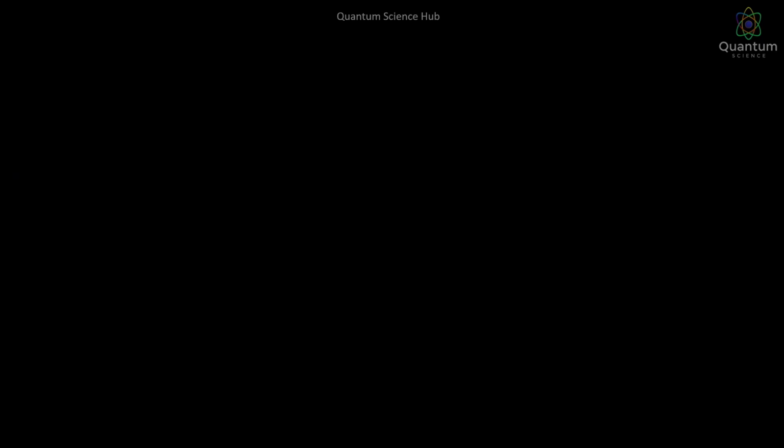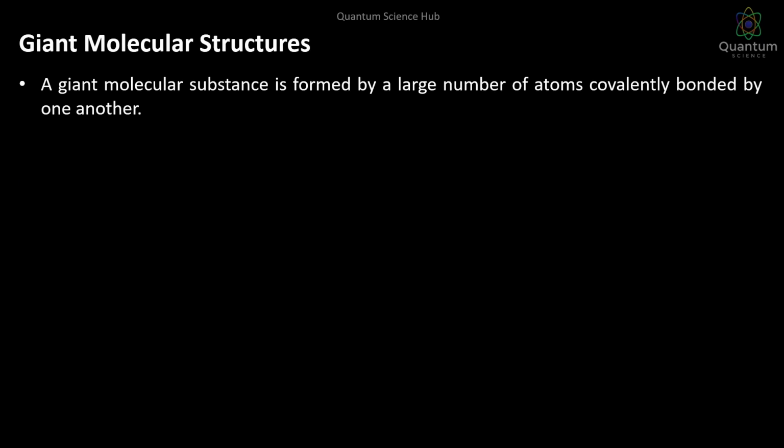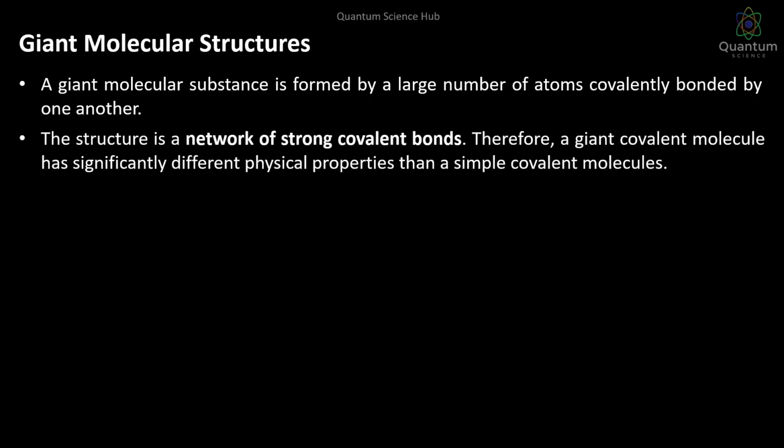Okay? Now let's talk about giant molecular structure. A giant molecular substance is formed by a large number of atoms covalently bonded to one another. The structure is a network of strong covalent bonds. As we know, generally covalent compounds have weak forces, right? Because they have weak intermolecular forces. But in this case, if they are giant molecular structures, they will have strong covalent bonds, it's not weak, okay? And therefore, a giant covalent molecule has significantly different physical properties from simple covalent molecules.